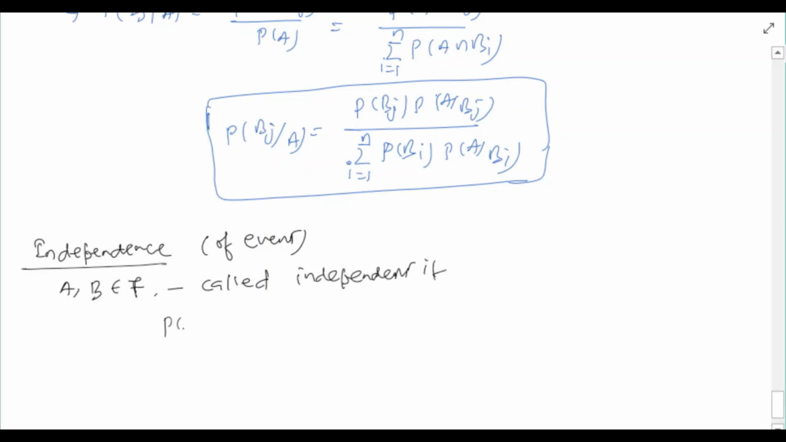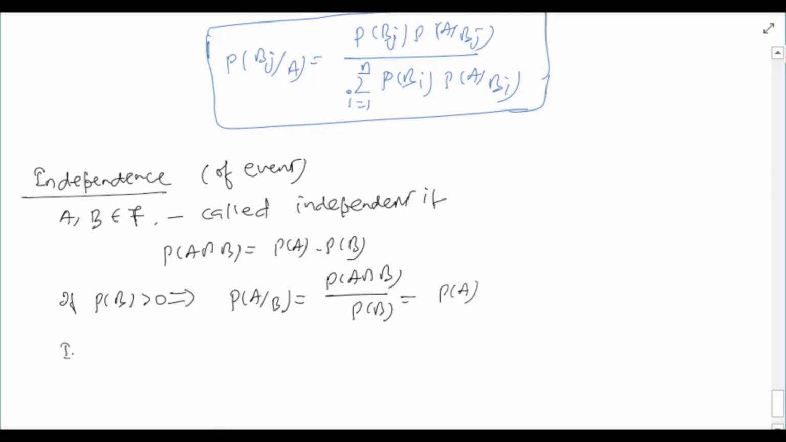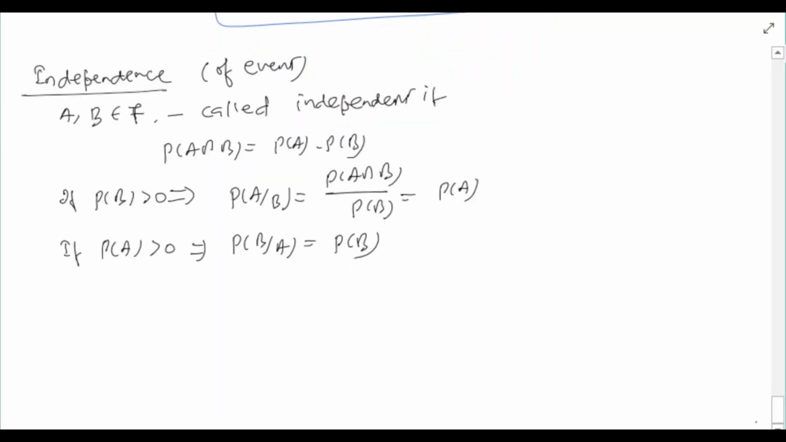if probability of A intersection B is probability of A times probability of B. Notice that if probability of B is strictly positive, then A and B being independent implies that probability of A given B, which is probability of A intersection B divided by probability of B, turns out to be probability of A. Similarly, if probability of A is greater than 0, then A and B being independent implies that probability of B given A is probability of B. Let's see an example.